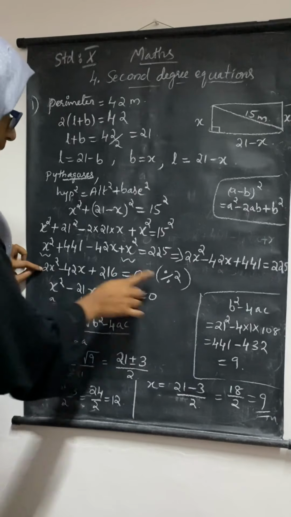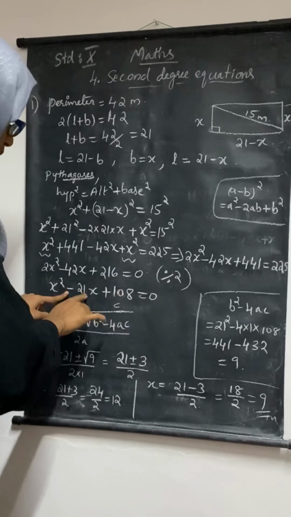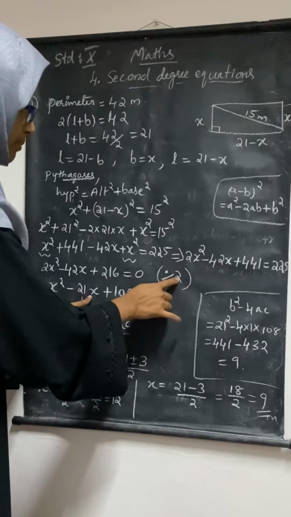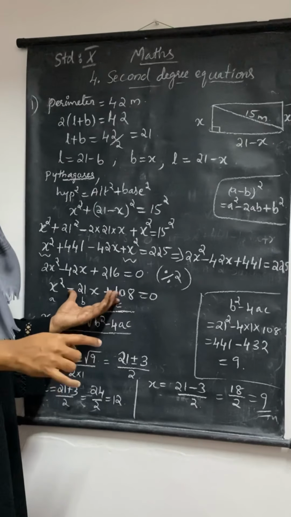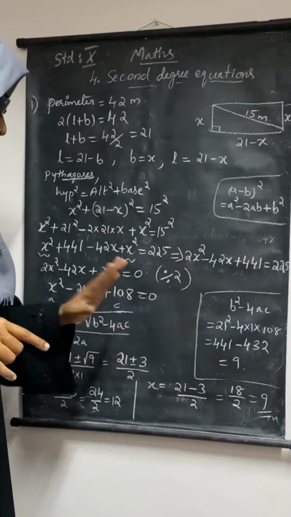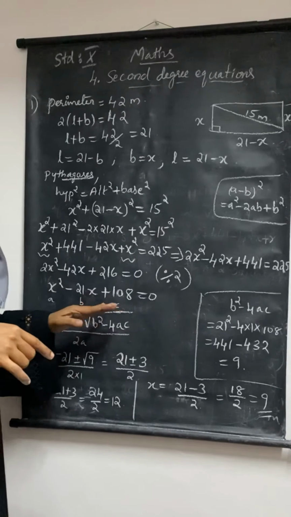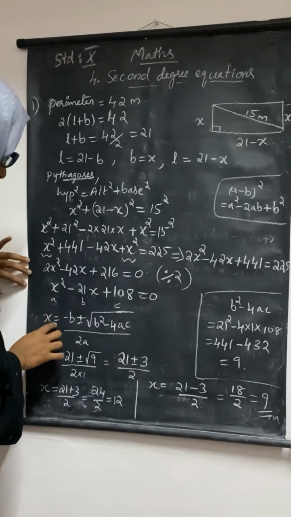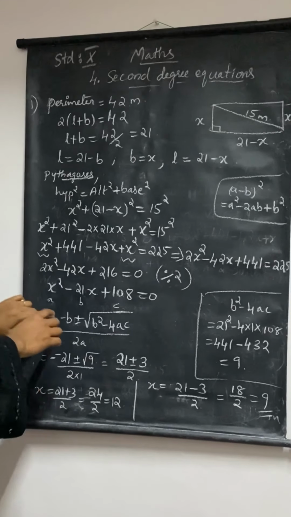So 2 by 2 will be 1, x² − 42 by 2 will be 21x, 216 by 2 will be 108, is equal to 0. Now the equation came, meaning ax² + bx + c. So a here, b here, c here. So you have to use the quadratic formula: x is equal to −b plus or minus the square root of b² − 4ac, by 2a.